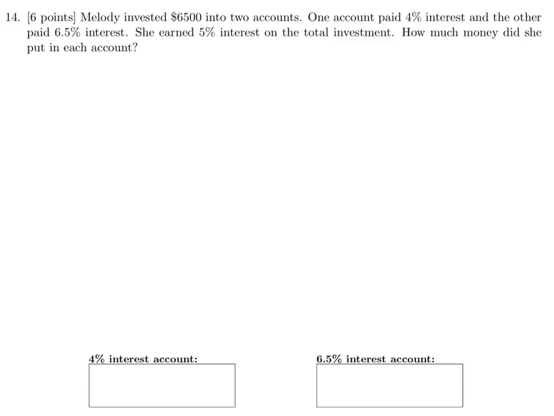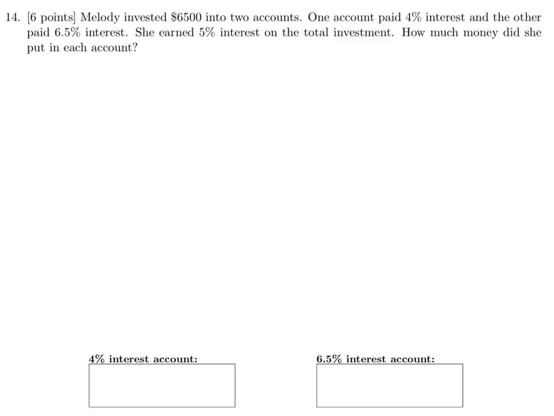So let's look at number 14. It says Melody invested $6,500 into two accounts. One account paid 4% interest and the other paid 6.5% interest. Turned out she earned 5% interest on the total investment. The question is, how much money did she put in each account?